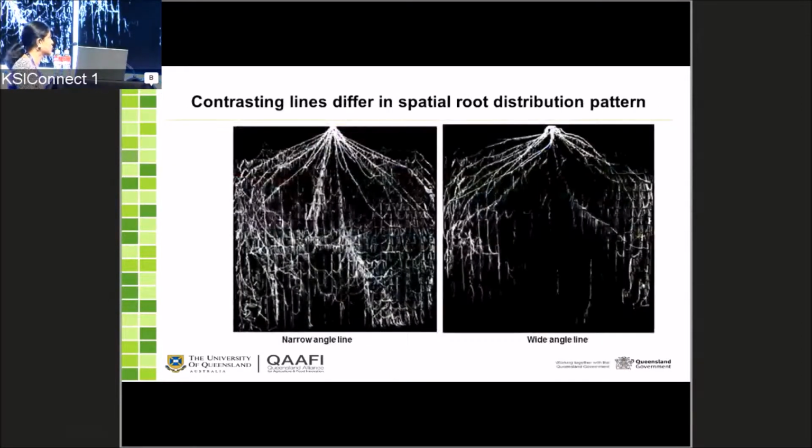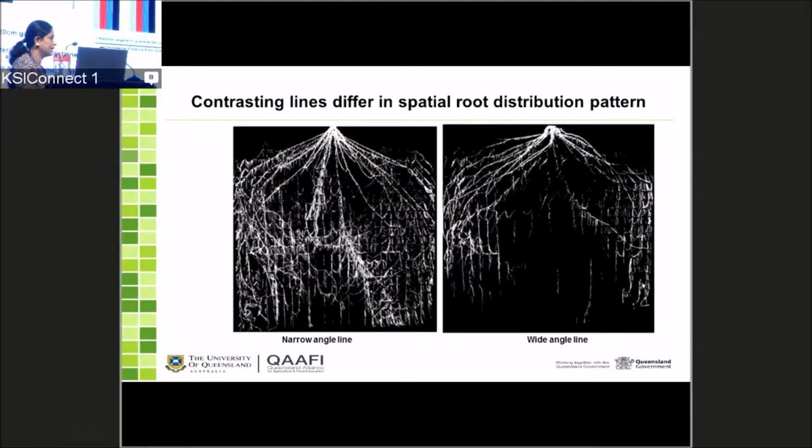This photograph shows contrasting root development pattern between the two lines. If you see on your left, the narrow angle line has more uniform branching, better occupancy, in contrast to the wide angle line, which has a very shallow root system.